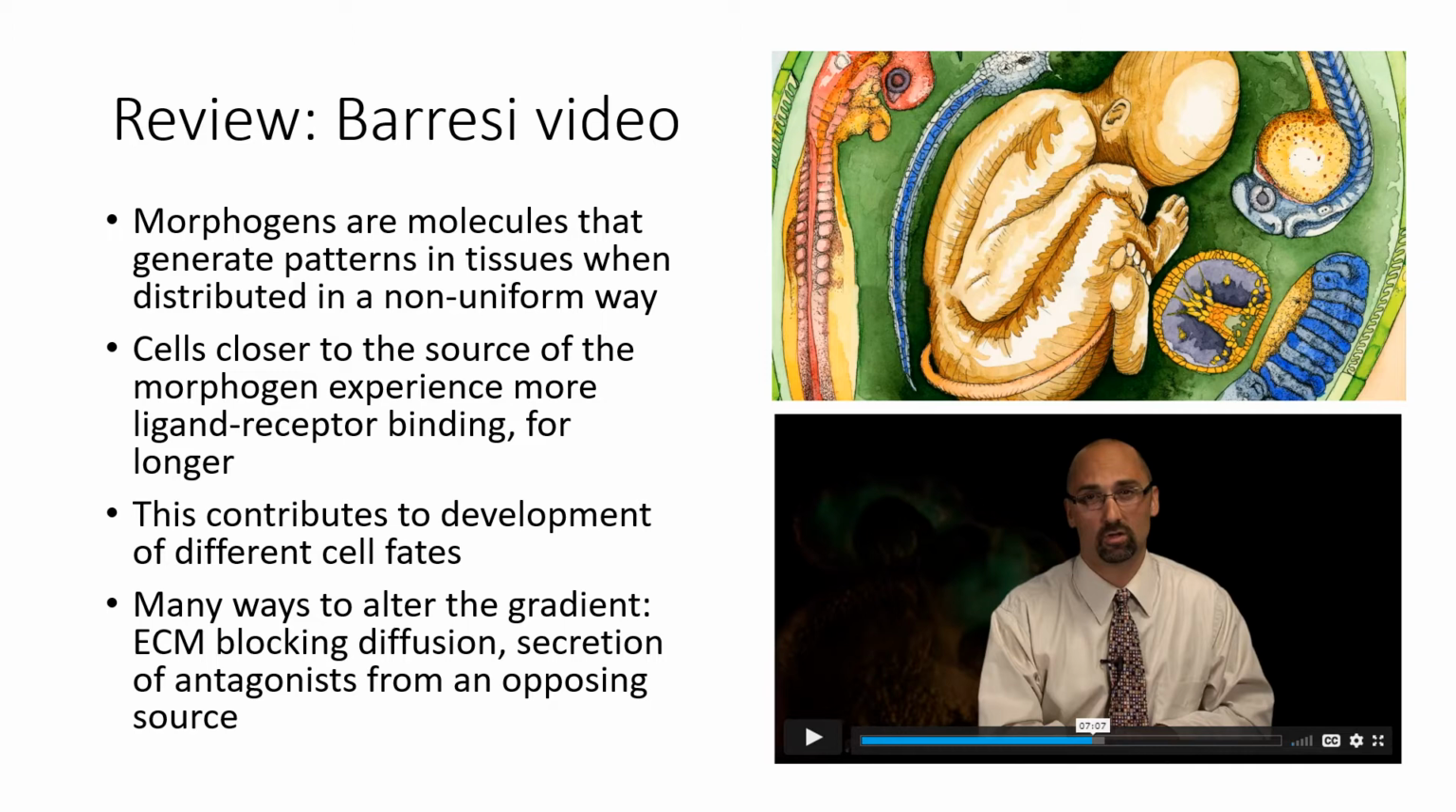Morphogen gradients can be altered in various ways. For example, by the extracellular matrix, the ECM, physically blocking the diffusion of the morphogen throughout a field of cells from its origin, or they can be altered chemically by antagonists, anything that would bind to a morphogen molecule and inhibit them from activating receptors on the cell. So those are the main messages of the video from Baresi. I would recommend watching that first, or at least soon after this presentation.